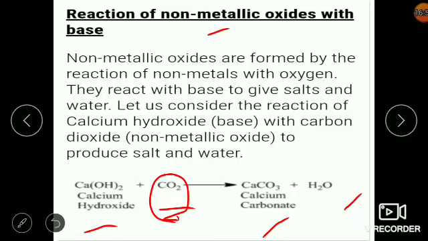Non-metallic oxides are formed by the reaction of non-metals with oxygen. We know how non-metal oxides are formed: you have to burn the non-metal in oxygen. They react with base to give salt and water. So the reaction given is calcium hydroxide plus carbon dioxide forming calcium carbonate and water.